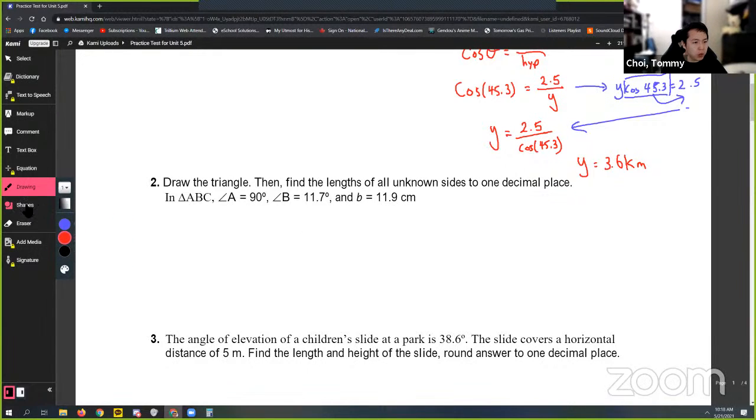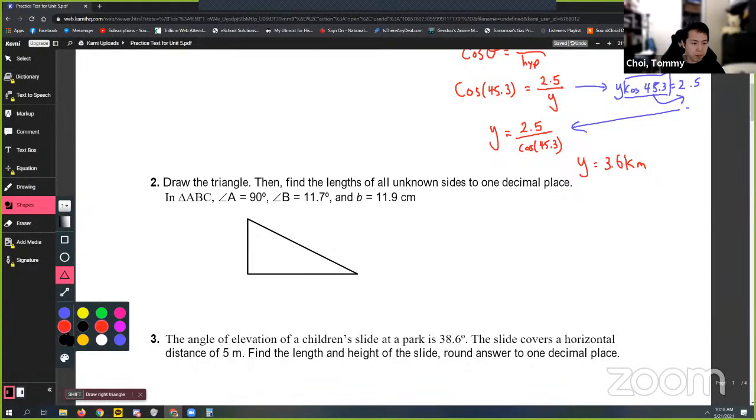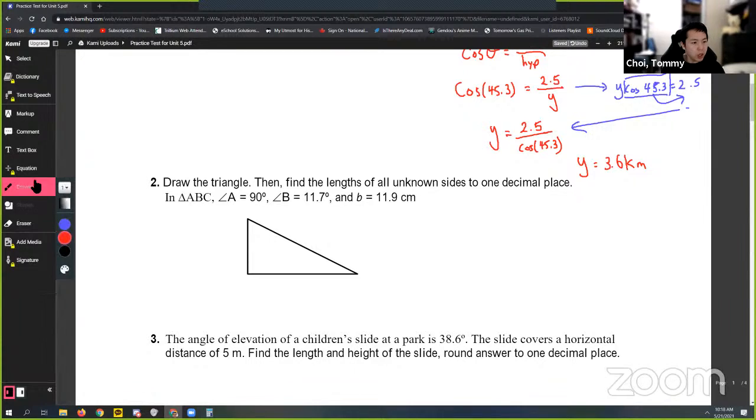Okay, sure. So if we draw a triangle, well, it told us that one of our angles is 90 degrees. So we should draw a 90-degree triangle. I'm going to draw something like this. I'm going to label it. A is here, and B and C can go anywhere. So I'm going to say this is B and this is C. And using the information given, that tells me that this is 11.9 here. This is 90 degrees. And this angle here is 11.7 degrees.